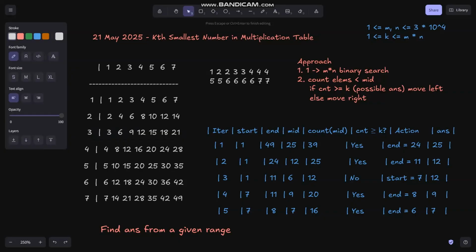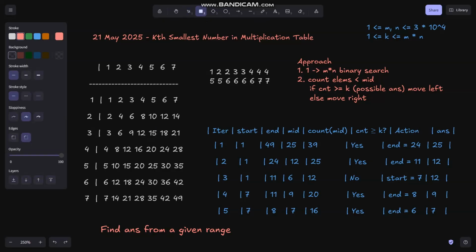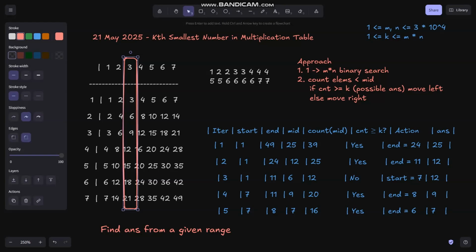Like if you consider this 15, the row index is 3 and the column index is 5, so its value is calculated based on that. Now why is it called a multiplication table? If you observe this column carefully, it is basically the table of 3: 3, 6, 9, 12, right? If you look at any column or any row, let's say this row, it is the table of 4 basically. That is why it is called a multiplication table.